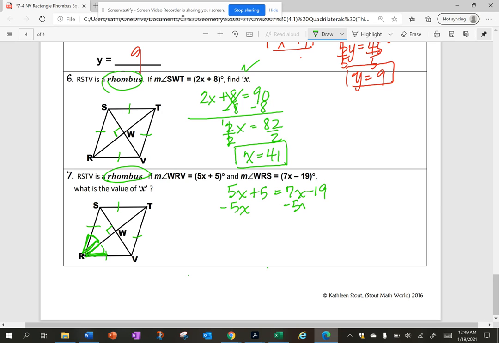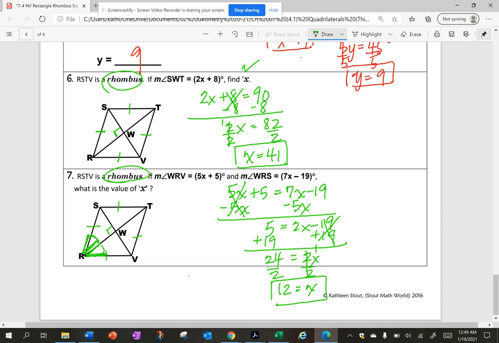I'm going to subtract 5x from both sides. Get 5 equals 2x minus 19. Add 19. 24 equals 2x. Divide by 2. And I get x equals 12. And it's just asking me to find x. Okay, I think that's it.